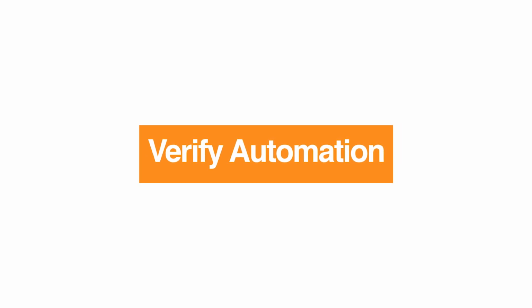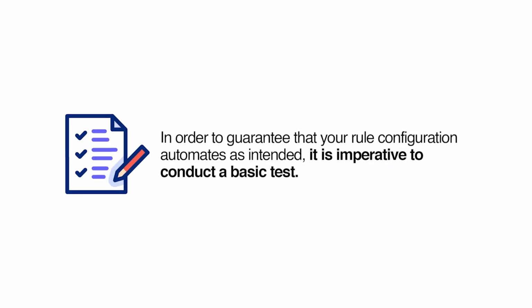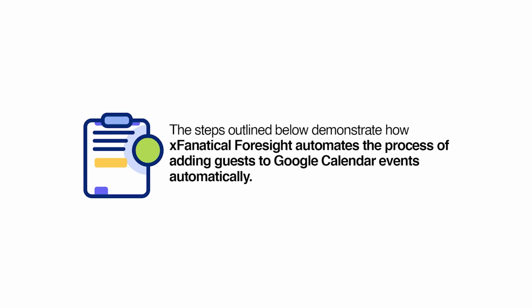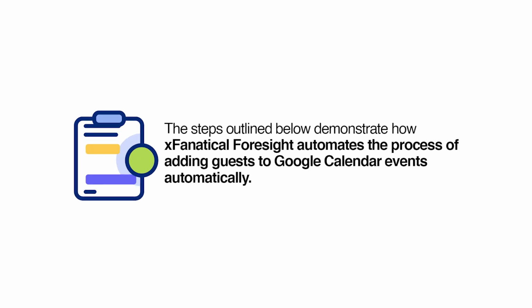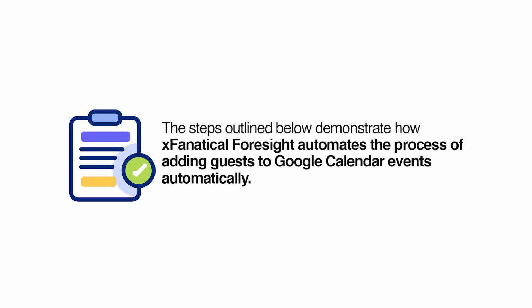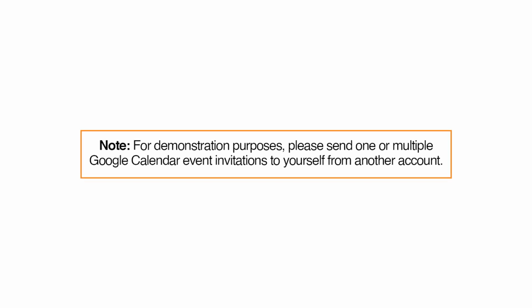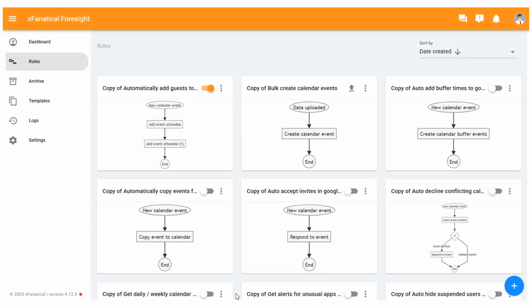Verify automation. In order to guarantee that your rule configuration automates as intended, it is imperative to conduct a basic test. The steps outlined below demonstrate how Fanatical Foresight automates the process of adding guests to Google Calendar events automatically. Note, for demonstration purposes, please send one or multiple Google Calendar event invitations to yourself from another account. The rule will be triggered upon receiving a new calendar event invitation in Google Calendar.